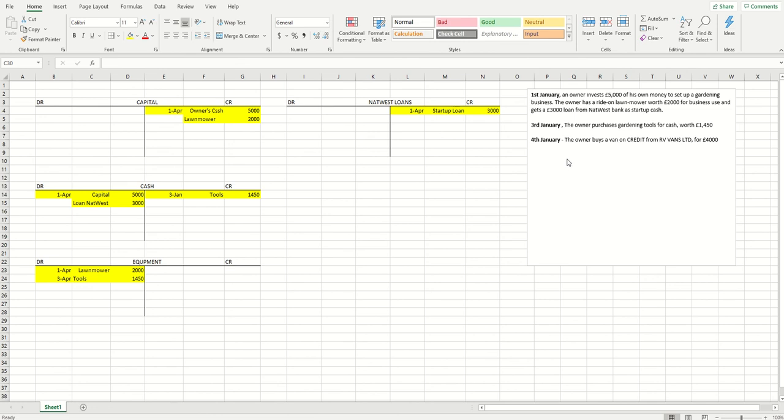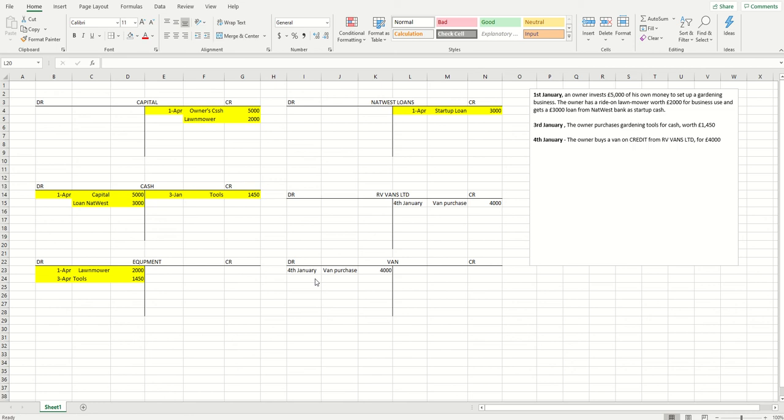So our next transaction will require us to create some more ledgers, because on the 4th of January the owner buys a van on credit from RV Vans Limited for £4,000. So they're not paying cash for it, they're buying it on credit. So we need to have a ledger to record the liability of the amount that we owe of 4,000. So here we're recording the fact that the business owes RV Vans Limited £4,000 for the purchase of the van.